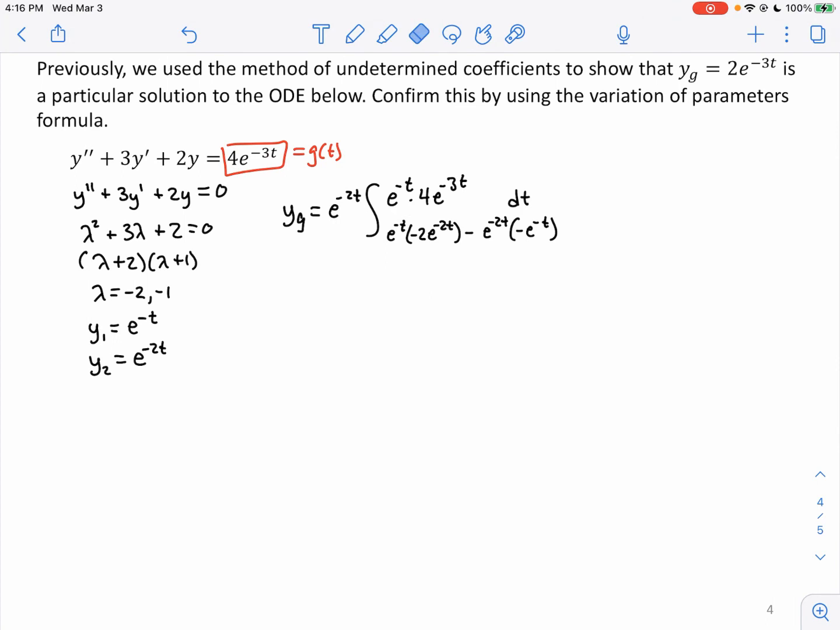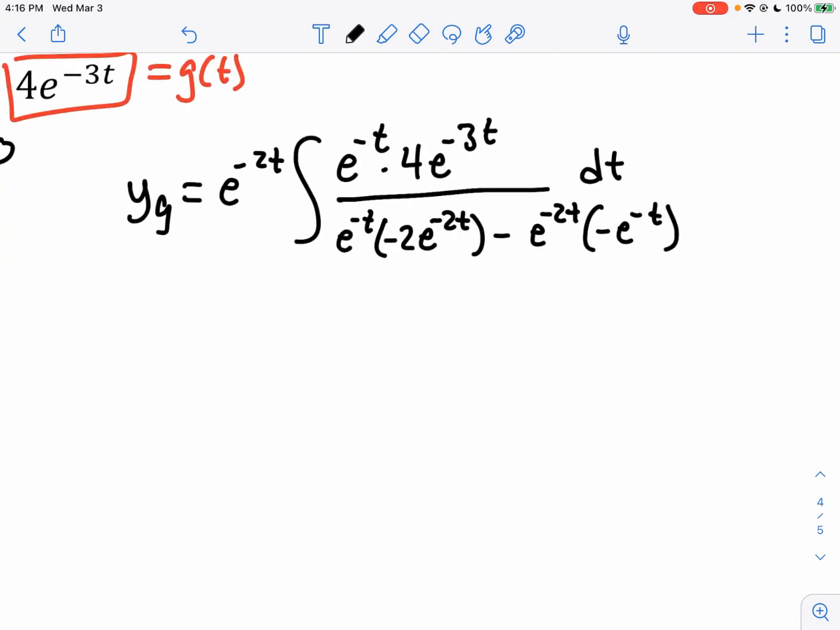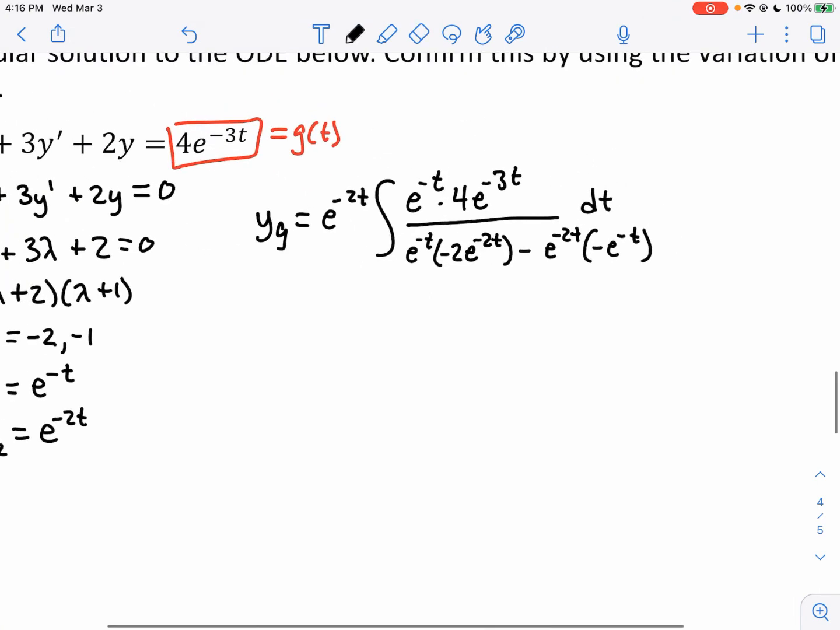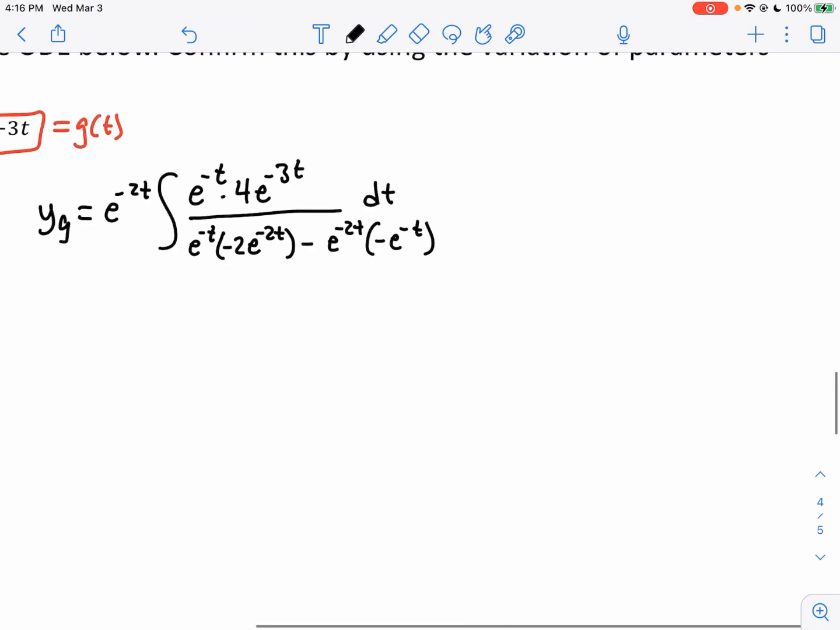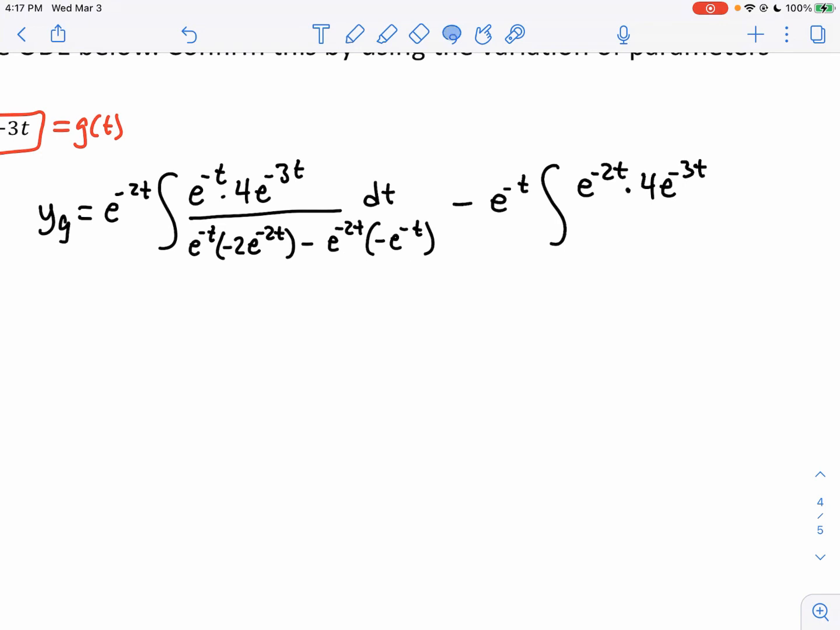We make this division line go a little bit longer. So there's our first integral, and then we need to subtract, and effectively just now switch these two functions. So we have e to the negative t, which is our y sub 1, times the integral of e to the negative 2t, which is y sub 2, times the g function, 4e to the negative 3t, the forcing function. And then the rest of this is going to be the same. So I'm just going to copy and paste that.